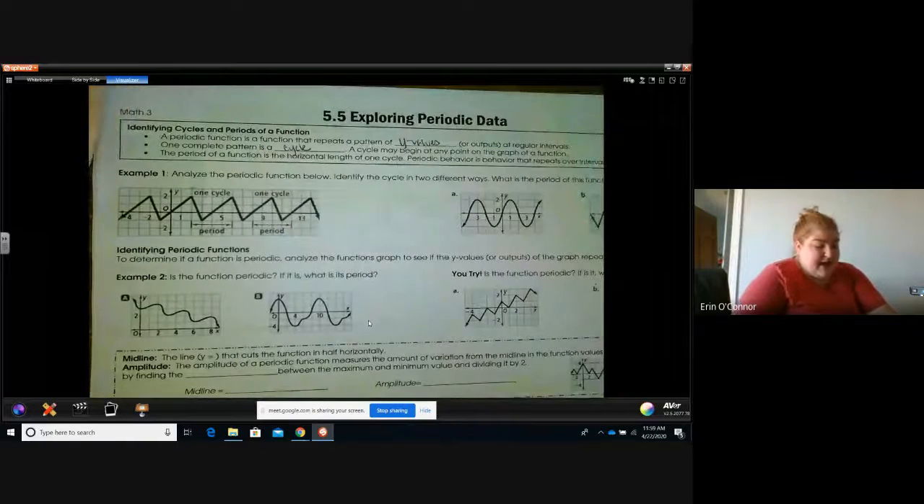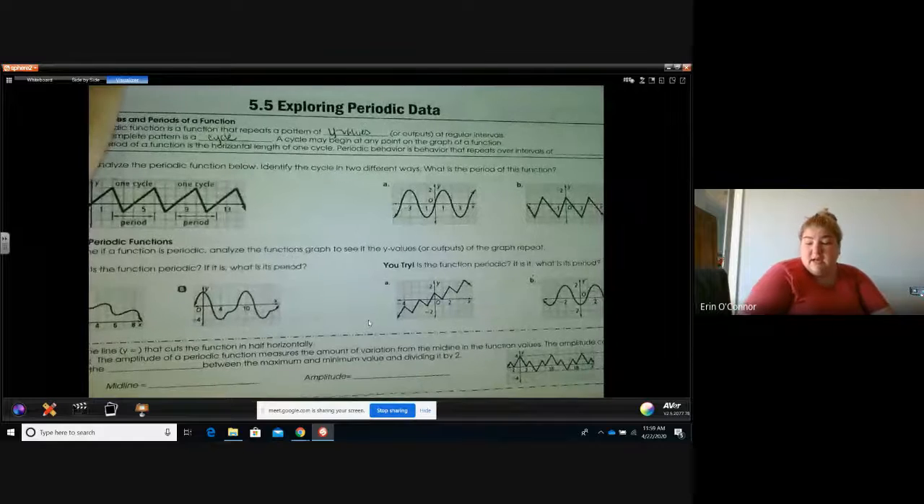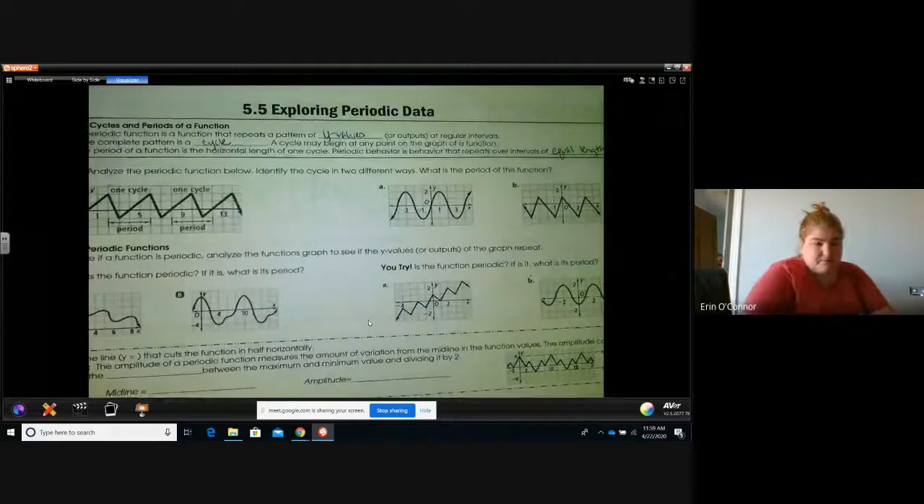A cycle may begin at any point on the graph of a function. The period of a function is the horizontal length of one cycle. Periodic behavior is behavior that repeats over intervals of equal length. So one cycle can't be longer than another cycle.